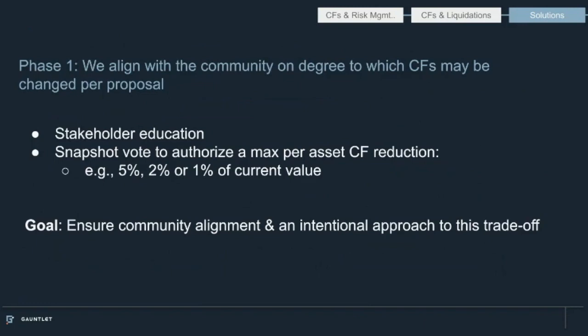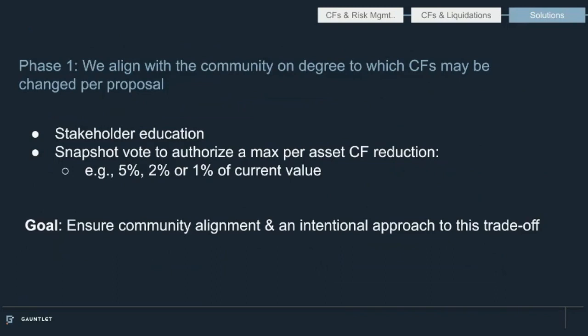This has two effects. The first is stakeholder education. Stakeholders that actively read the forum posts will understand by how much a collateral factor could change. They'll leave an appropriate buffer in case that event happens. And there will also be snapshot votes, and so the community should align on how big of a change can be done at once.